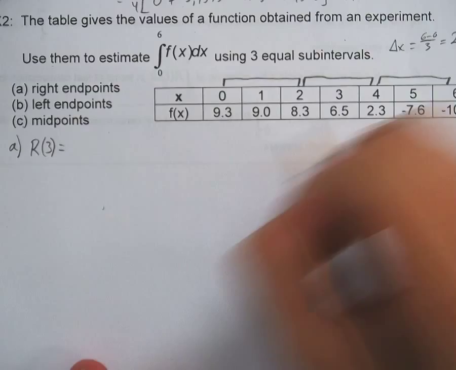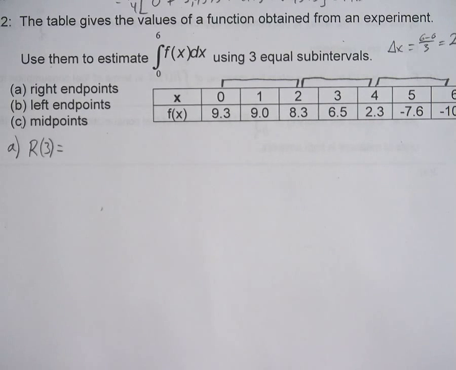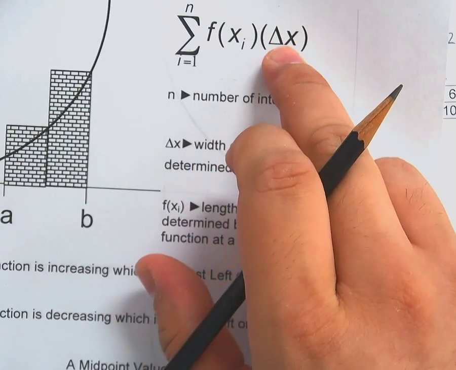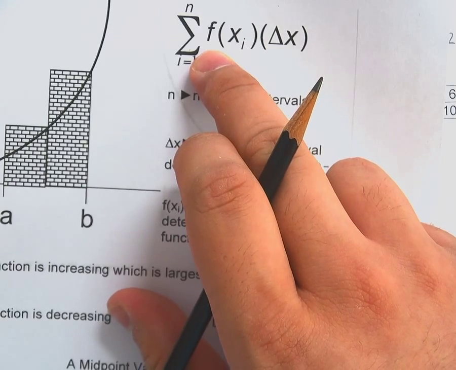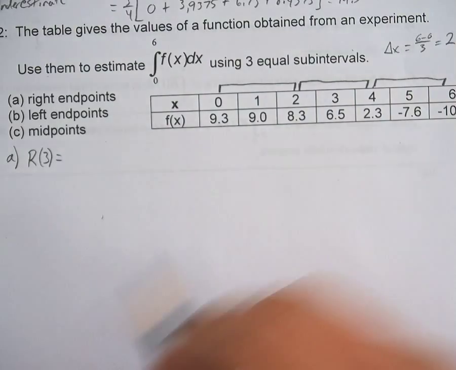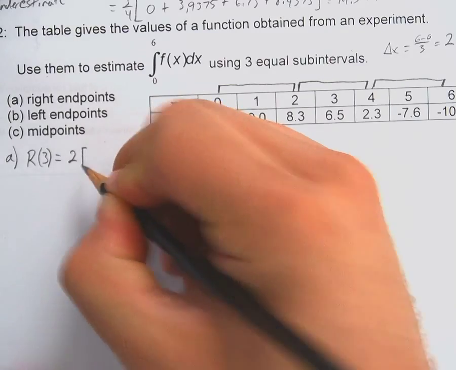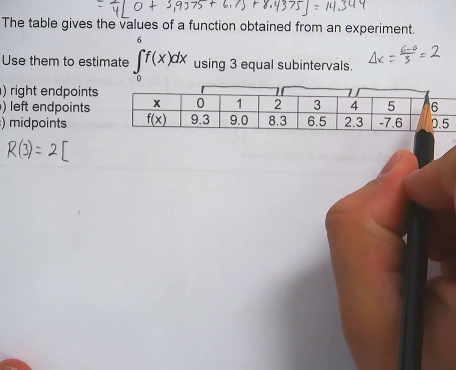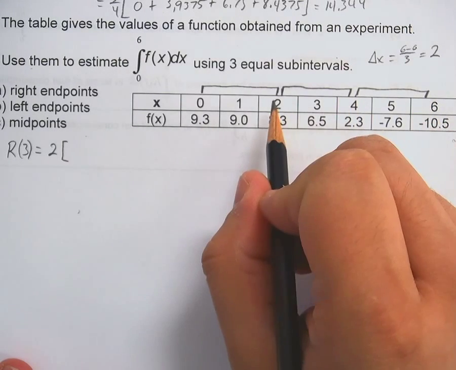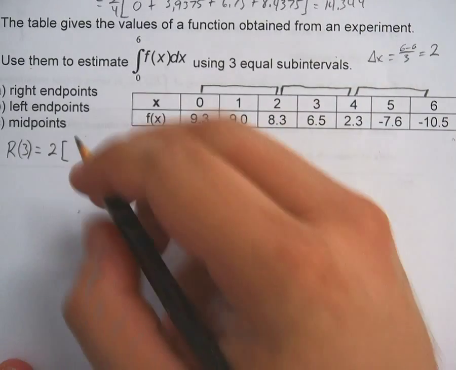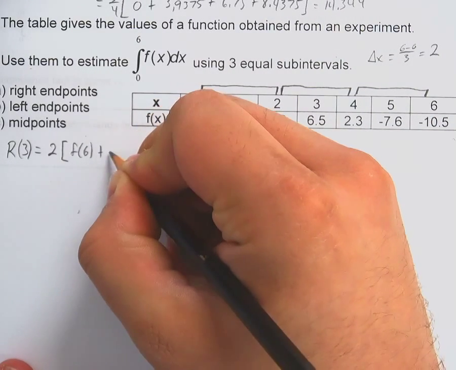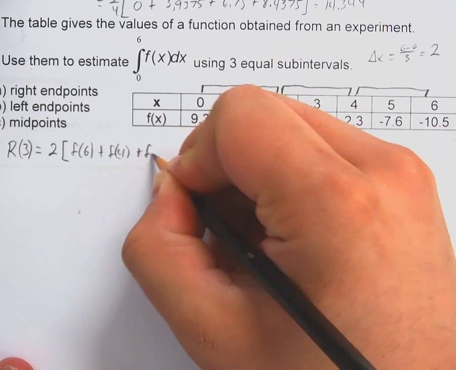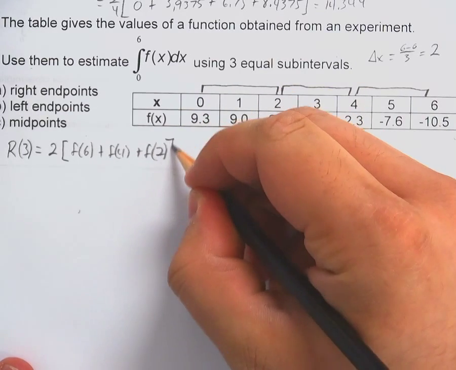And what I do again is multiply delta x. Remember, this all came from yesterday. I have it right here actually. All this comes from this guy right here. Delta x times all your function values added up. Okay, so delta x is 2 times, and I want the right endpoints. So start with the right. Here's an endpoint, here's an endpoint, here's an endpoint. So I need 6, 4, and 2. F of 6 plus f of 4 plus f of 2.